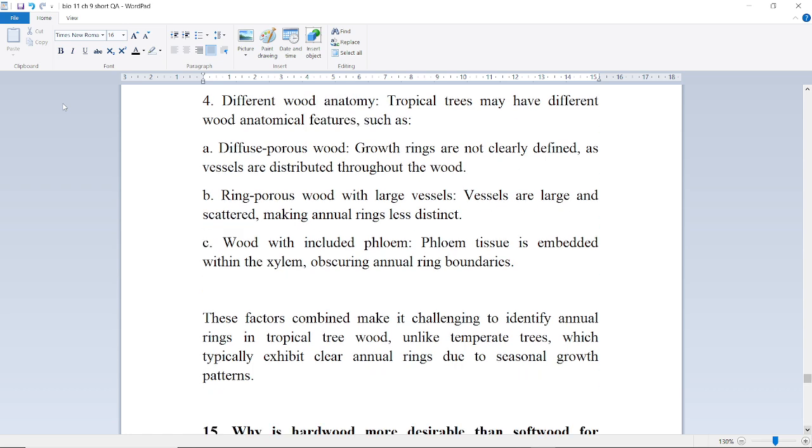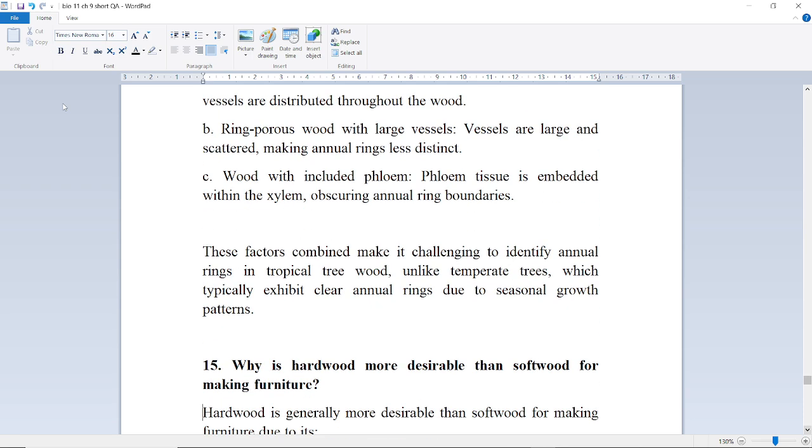Ring porous wood with large vessels. Vessels are large and scattered, making annual rings less distinct. Wood with included phloem. Phloem tissue is embedded within xylem, obscuring annual ring boundaries. These factors combined make it challenging to identify annual rings in tropical tree wood, unlike temperate trees, which typically exhibit clear annual rings due to similar growth patterns.